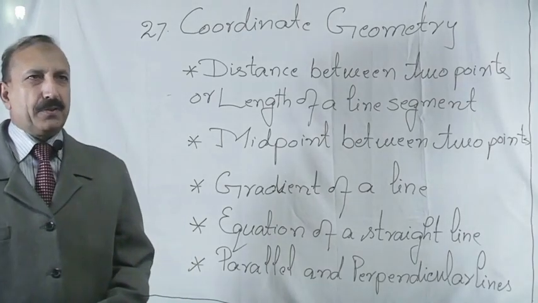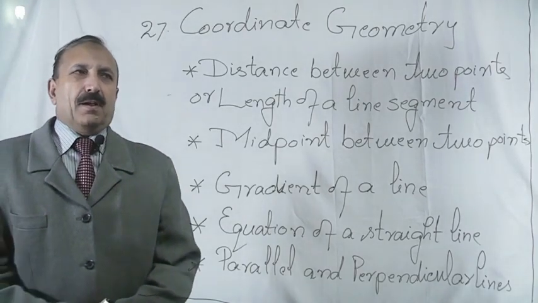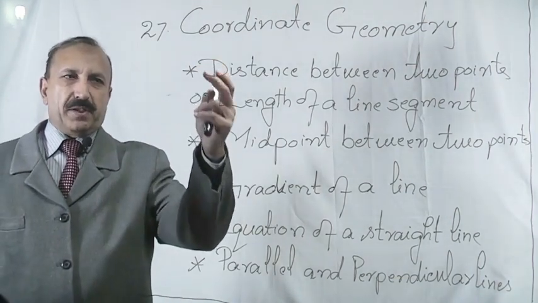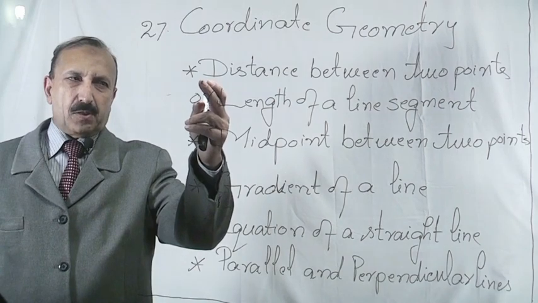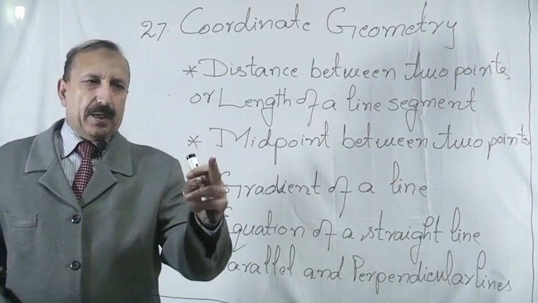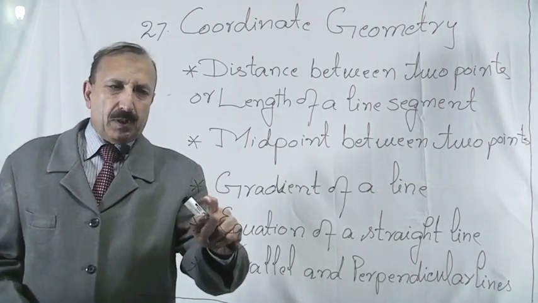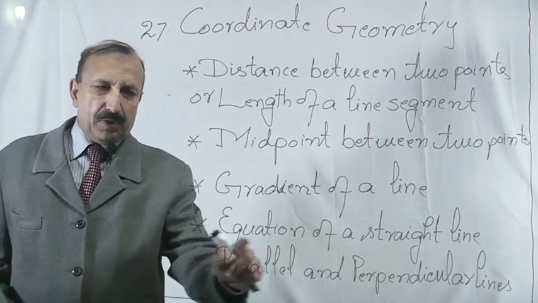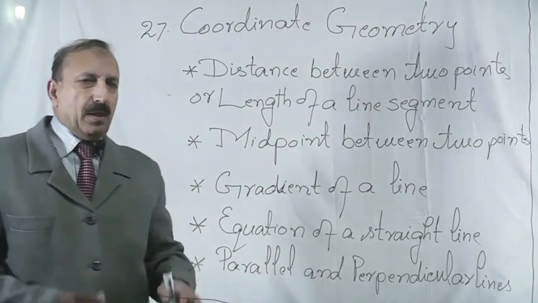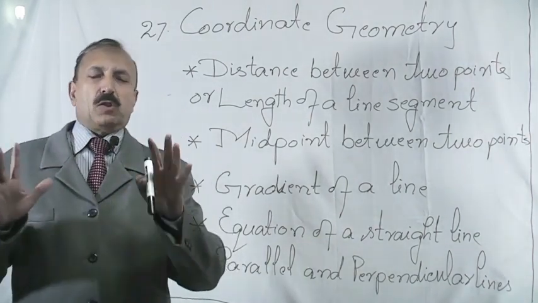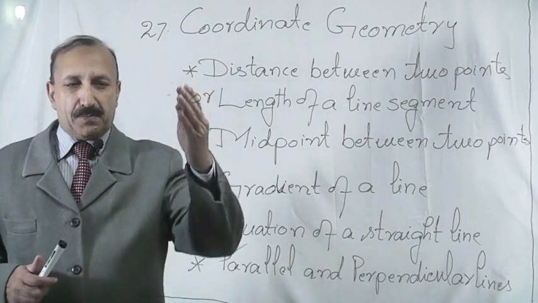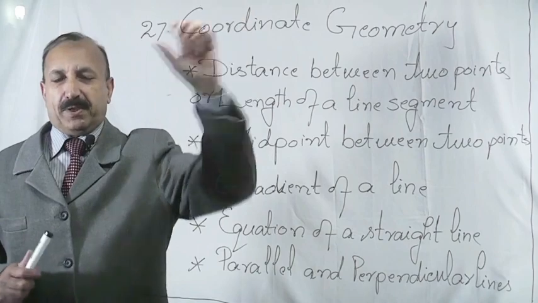Topic number 27 in your syllabus, GCE O levels, and this topic, coordinate geometry, contains these sub-concepts: distance between 2 points, this is length of a line segment, and midpoint between 2 points, gradient of a line, equation of a straight line, and parallel and perpendicular lines. If you want to prepare this topic for Cambridge exam, you need to get grip on these sub-concepts that are contained in this topic.